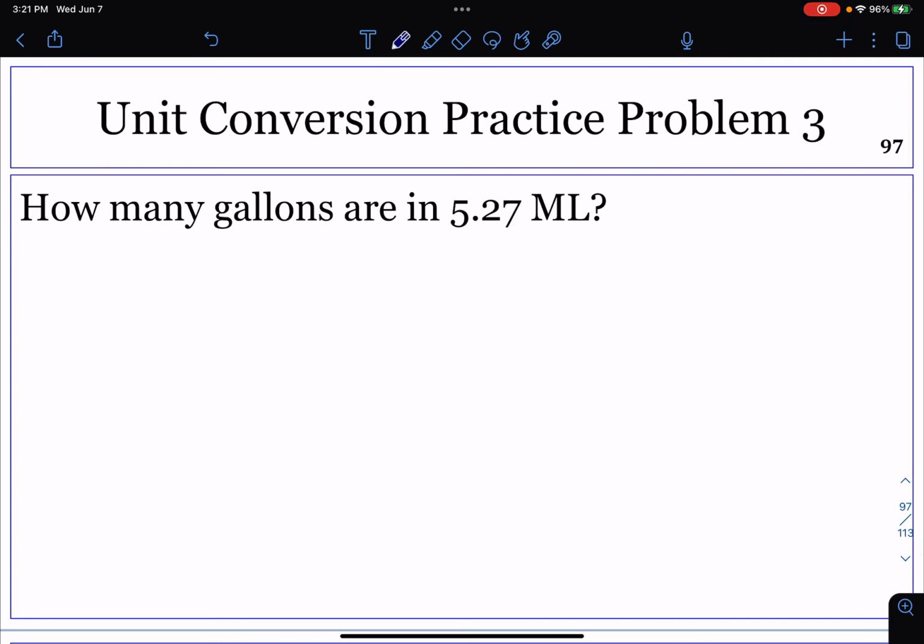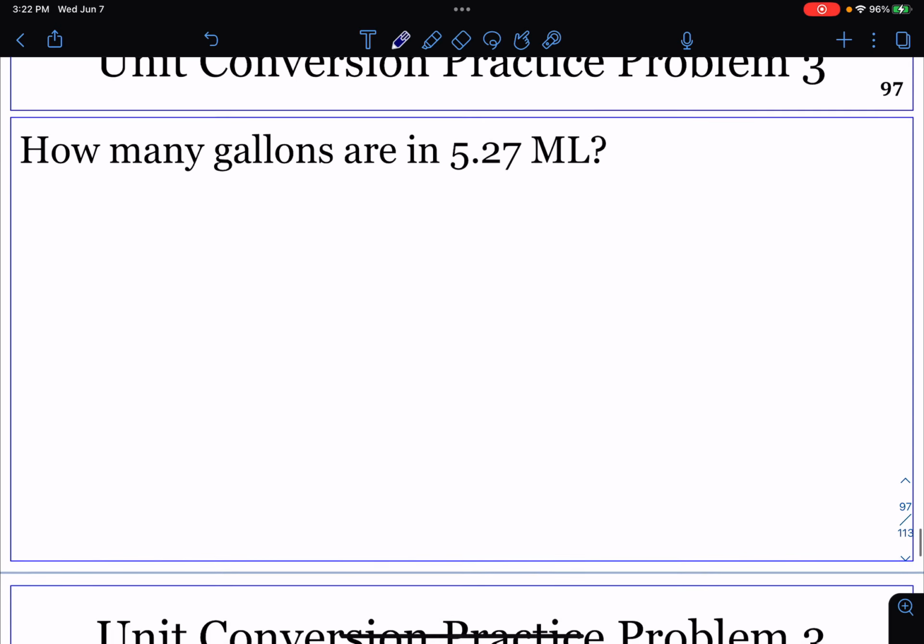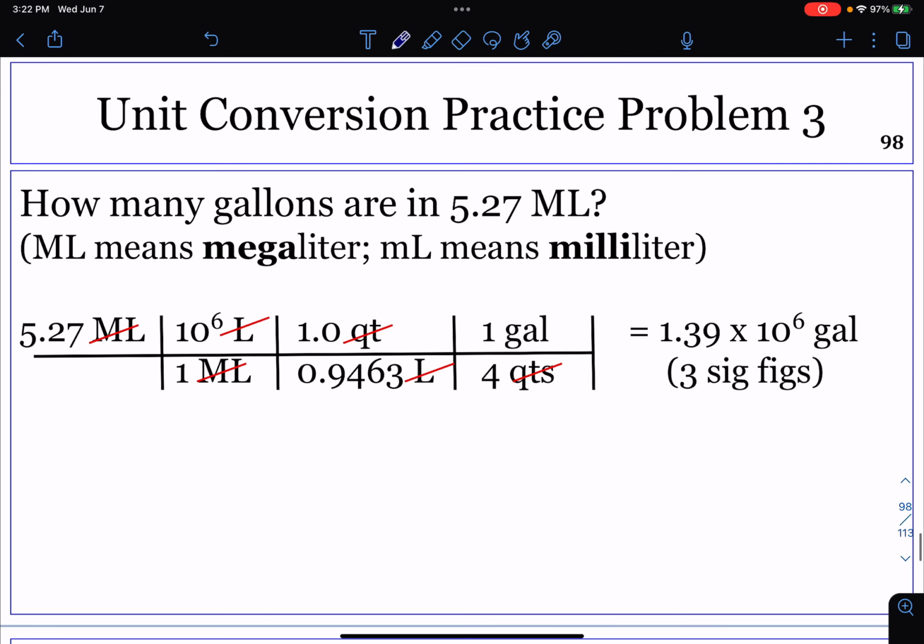This problem uses both the metric system and some English unit conversions. So to really make sure your brain understands this process, pause the video to allow your brain to struggle through this problem first before seeing the answer. So in case you were confused with this, the megaliter, the capital ML, that means megaliter, and then a little m would mean milliliter, which we're not using milliliters at all in this problem.